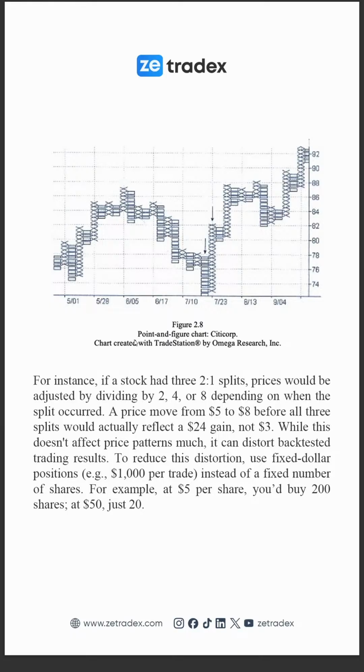To reduce this distortion, we use fixed dollar positions, for example $1,000 per trade, instead of a fixed number of shares. For example, with a stock at $5 per share, you would buy 200 shares. Okay, understood.